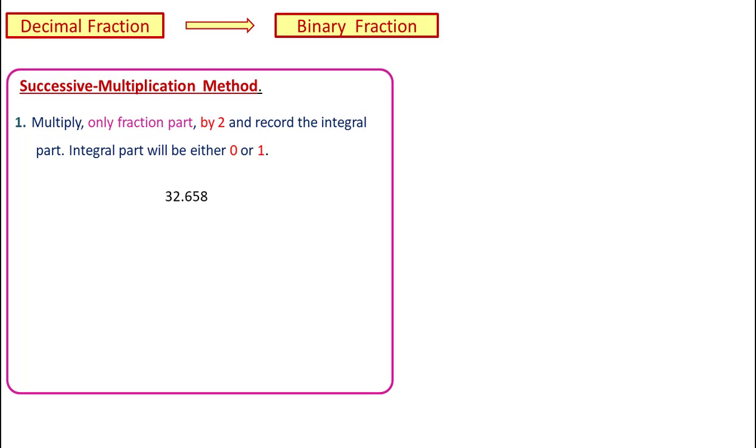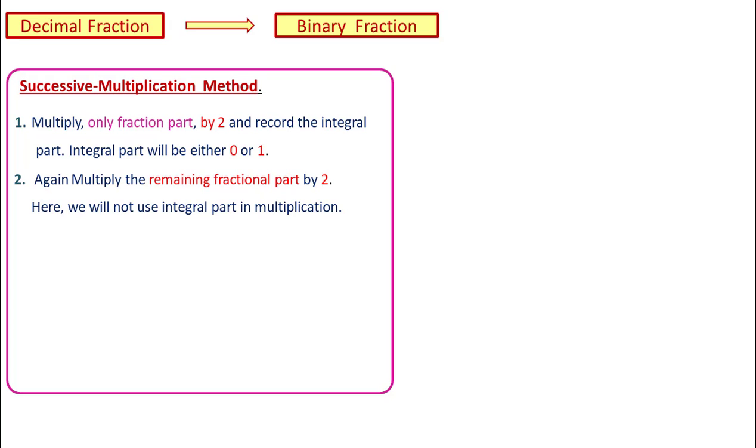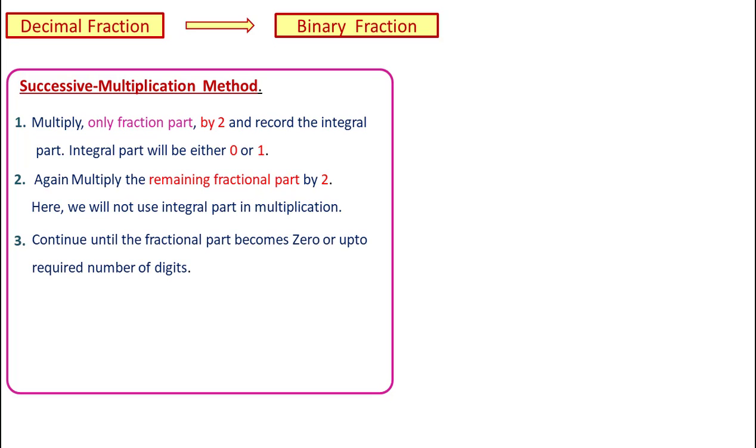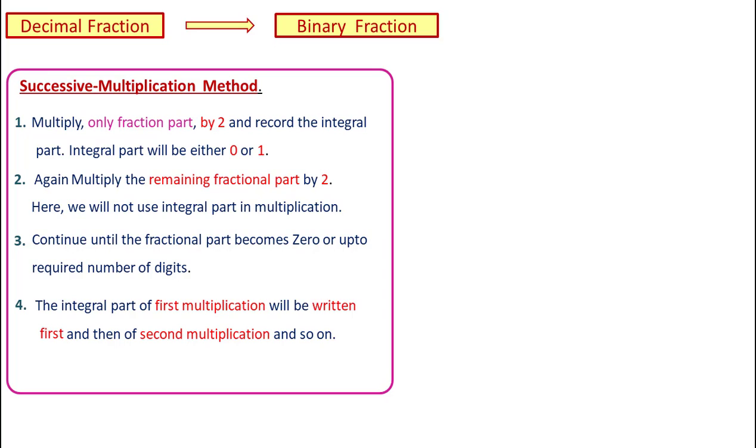For example, in 32.658, here 32 is the integral part and 658 is the fractional part. So, we have to remember that we multiply only the fractional part. Second, again multiply the remaining fractional part by 2. Here, we will not use the integral part in multiplication. Third, continue until the fractional part becomes 0 or up to the required number of digits. Fourth, the integral part of the first multiplication will be written first, then that of the second multiplication, and so on.